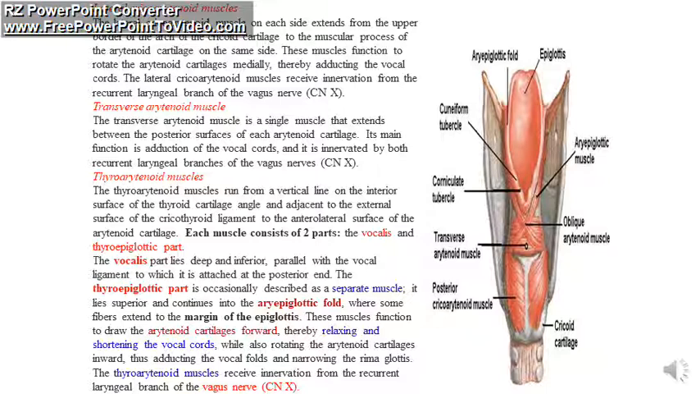This muscle functions to draw the arytenoid cartilage forward, thereby relaxing and shortening the vocal cord, while also rotating the arytenoid cartilage inward, thus adducting the vocal fold and narrowing the rima glottidis. The thyroarytenoid muscle receives innervation from the vagus nerve. You see, most of the laryngeal muscles are supplied by the vagus nerve.